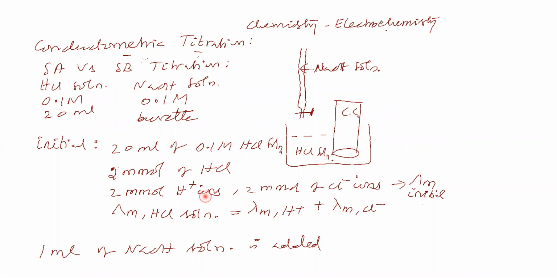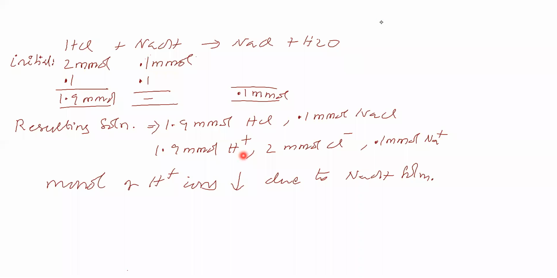2 millimoles of H plus ions are there. Now 1.9 millimoles of H plus ions are there, and 0.1 millimole of Na plus is there. That means from this we can come to the conclusion that H plus is replaced by Na plus ions.